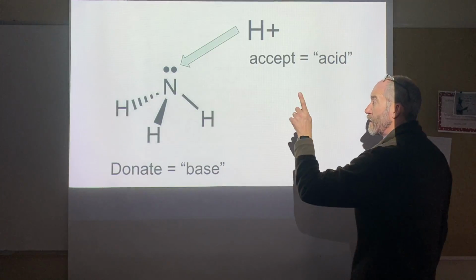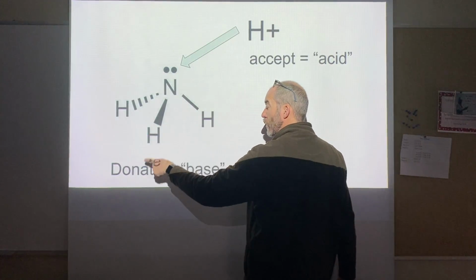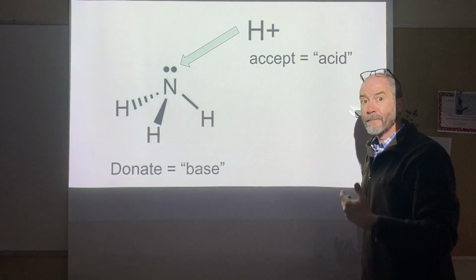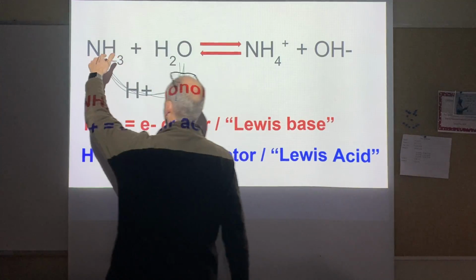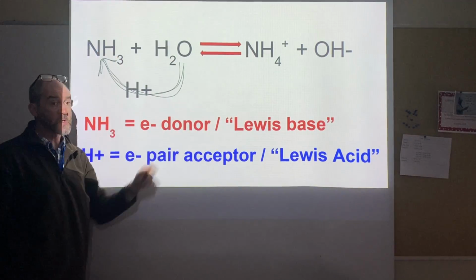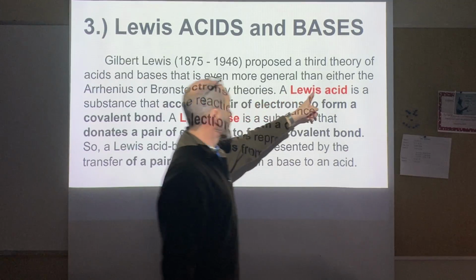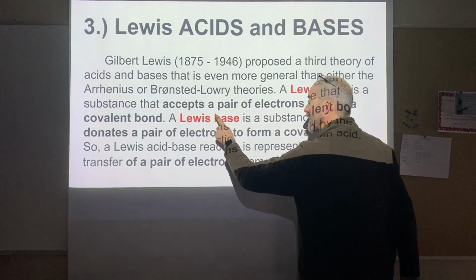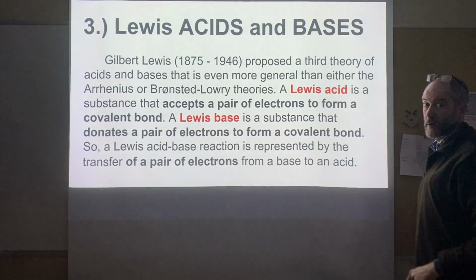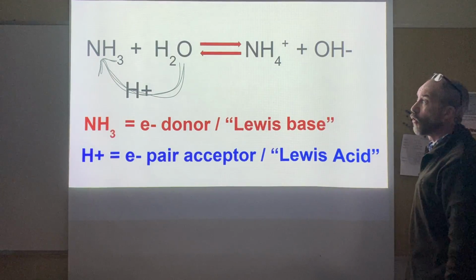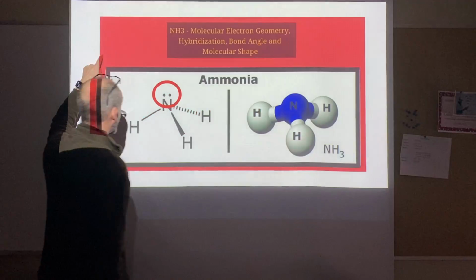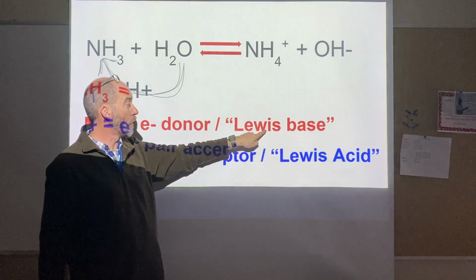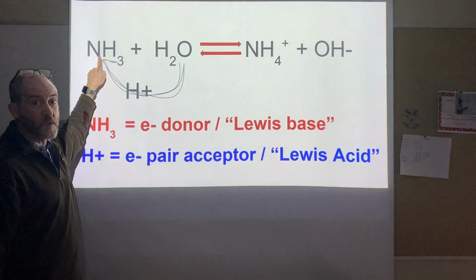So this is going to donate, right? So what does that make this by Lewis definition? A Lewis acid is a substance that accepts a pair of electrons. A Lewis base donates a pair of electrons. So if this is going to donate, then it will become our what? It will become our Lewis base.